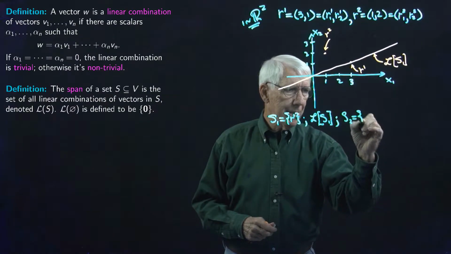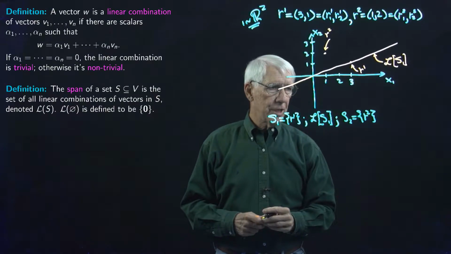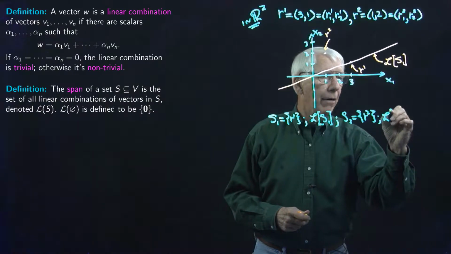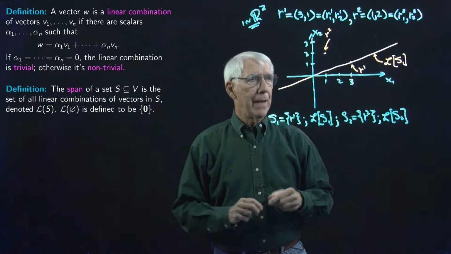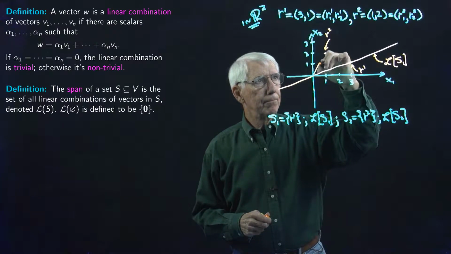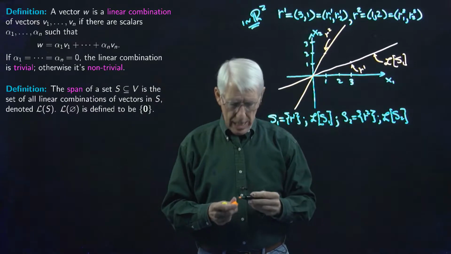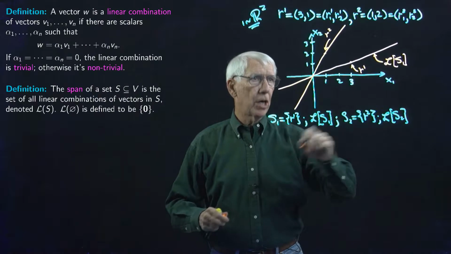And now let's let S2 be the singleton set consisting of just R2, and let's look at L of the set S2. Of course, that's going to be the set of all multiples, positive or negative, of the vector R2.